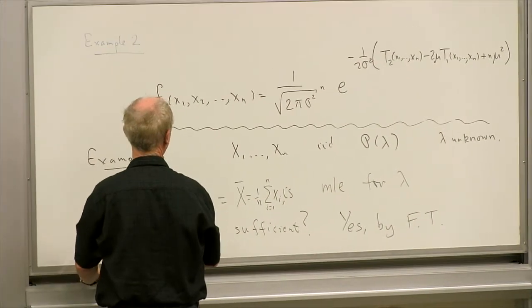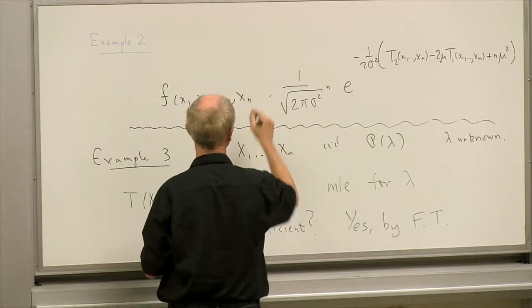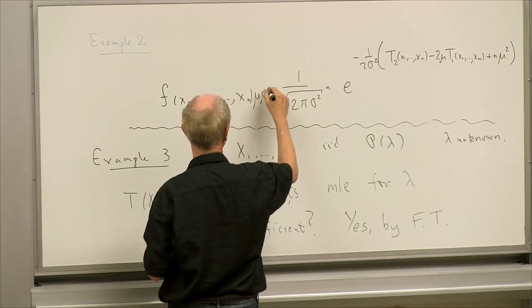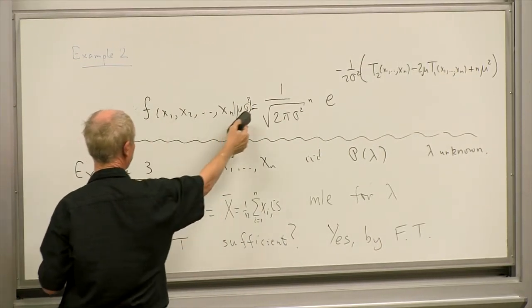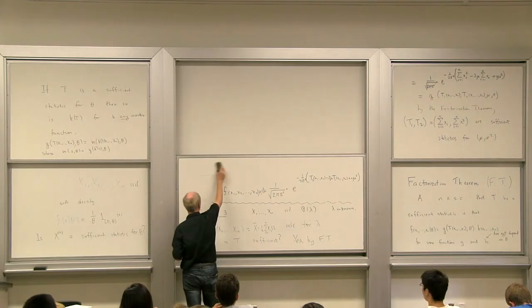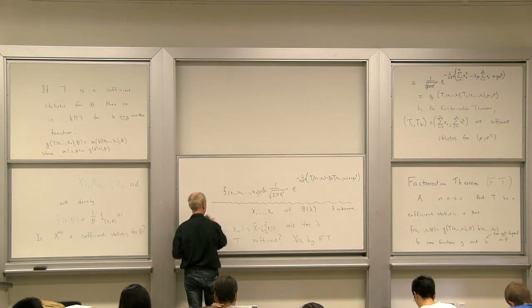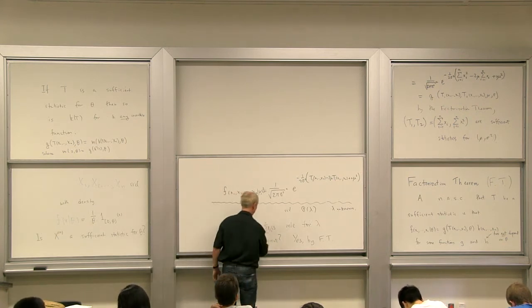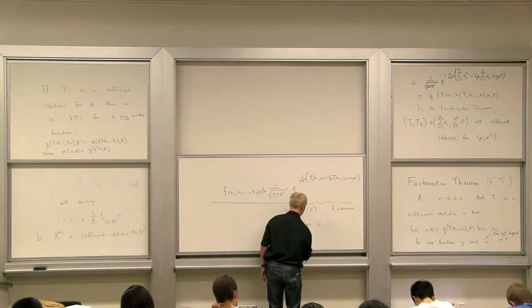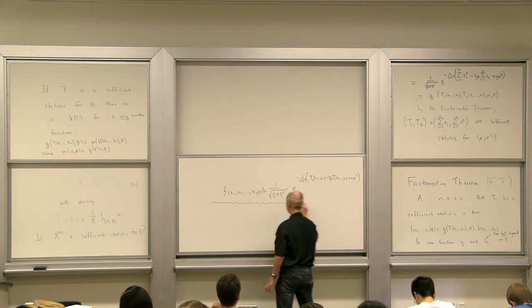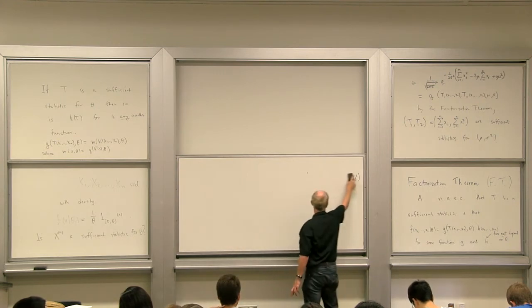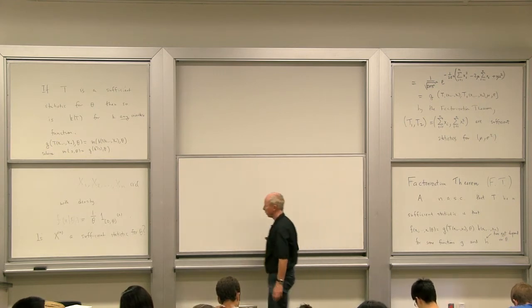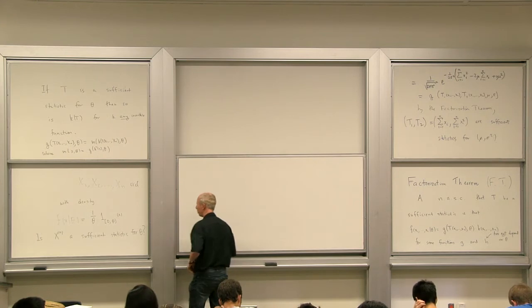Oh, here I should have put mu and sigma squared. I rewrote that. I forgot to add those. Okay, well, let's write the joint density for this.